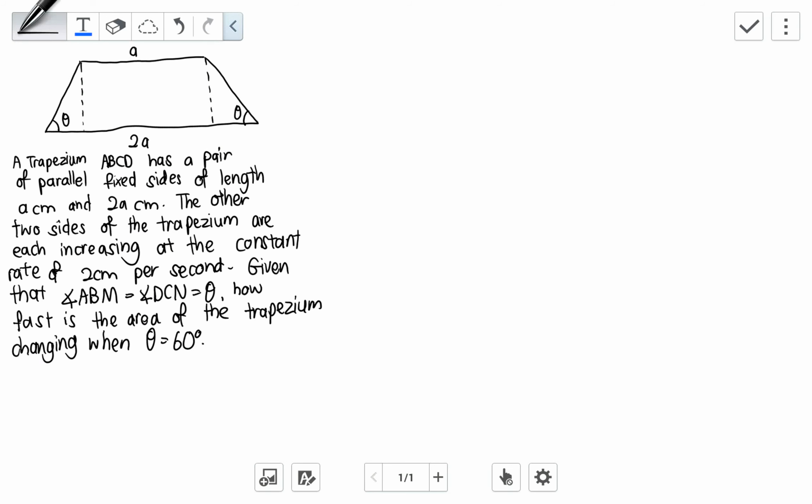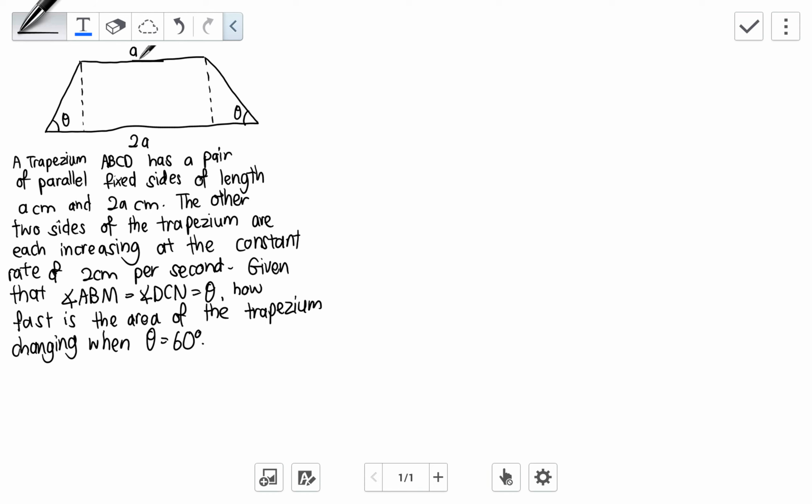Okay, this is a question on application of differentiation. Firstly, a trapezium ABCD has a pair of parallel fixed sides of length a cm and 2a cm. So the other two sides of the trapezium are increasing at the constant rates of 2 cm per second.